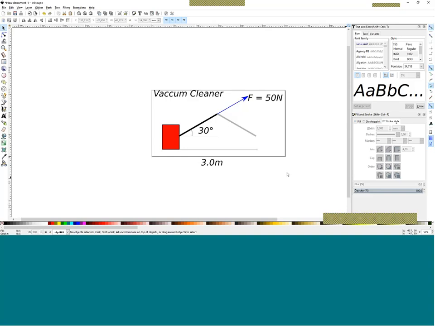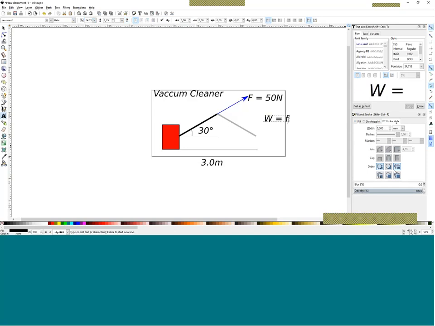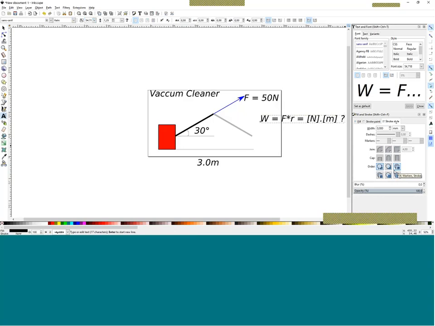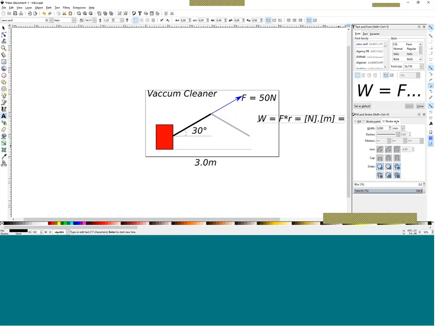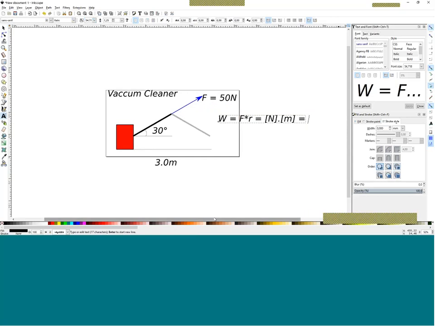Okay, so some answers. Oh, well, maybe I forgot to mention that since work is equal to force times distance, it should equal newtons times meters, which is the same as joules. So keep that in mind, please.